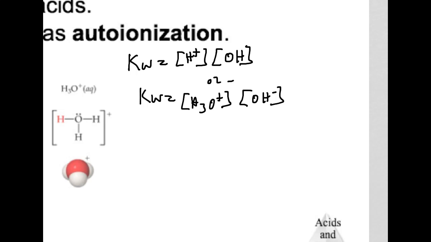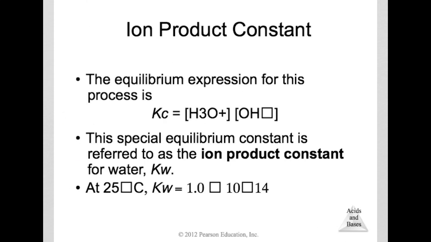kW is going to be small and much, much less than 1. And yes, it is 10 to the minus 14, a very small number. This is sometimes how the case of C is written for water, and it is such an important thing that it is written as kW. At 25 degrees Celsius, the kW is 1 times 10 to the minus 14.